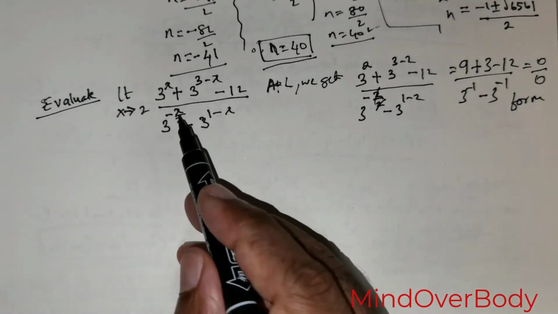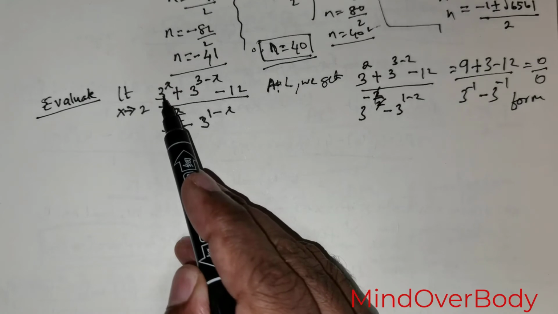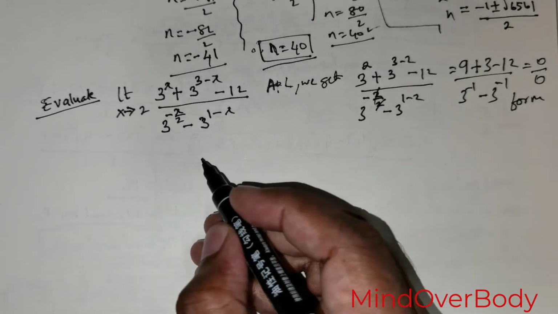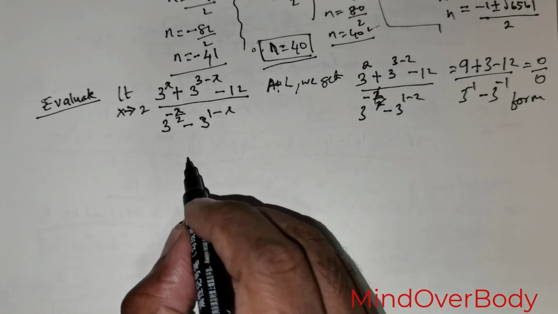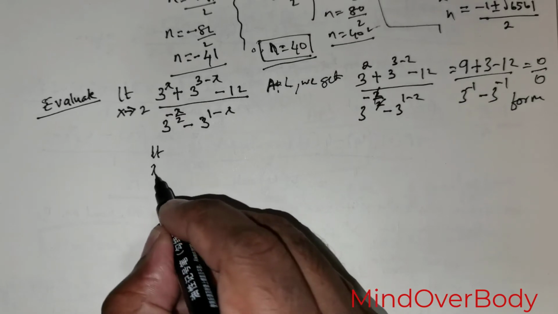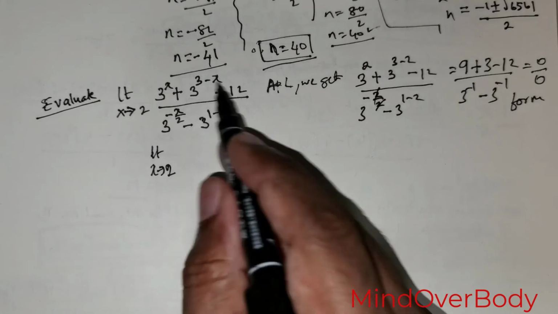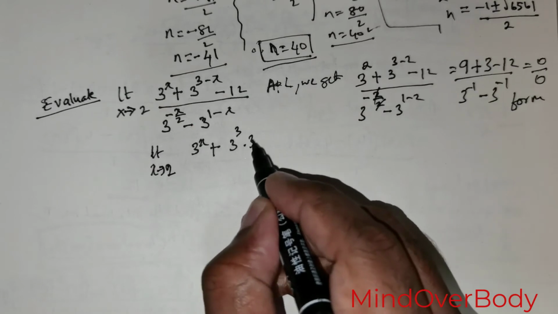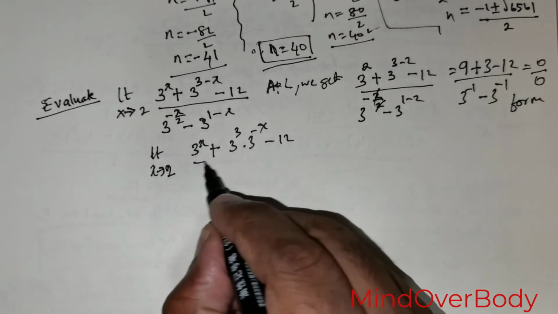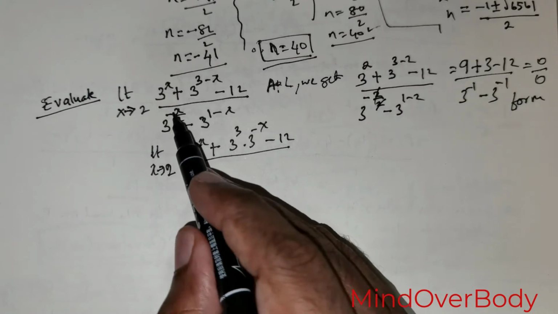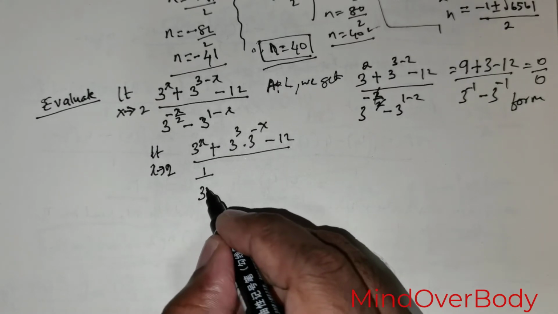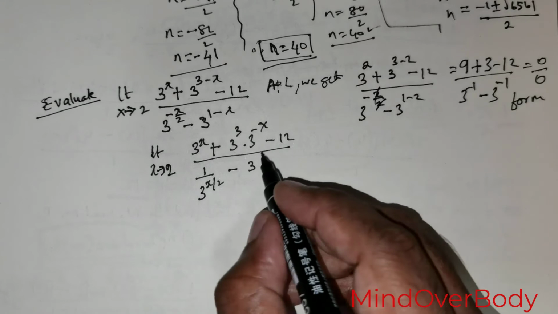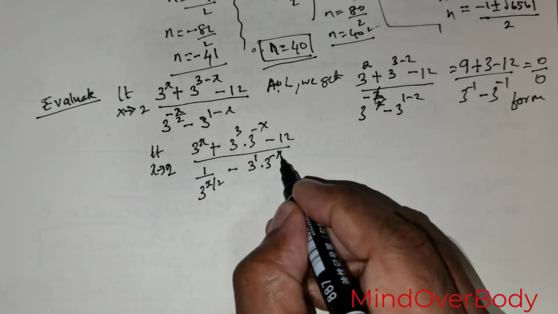Now we can't be applying L'Hopital's rule because of the fact that we have a quantity that is raised to the power of x. So we will have to approach a different technique. So foremost, I'm going to rewrite the limit as x tends to 2 of this quantity as 3 raised to the power of x, followed by positive 3 raised to the power of 3 times 3 raised to the power of negative x, negative 12, divided by 1 over 3 raised to the power of x over 2, followed by a negative sign and 3 raised to the power of 1 times 3 raised to the power of negative x.